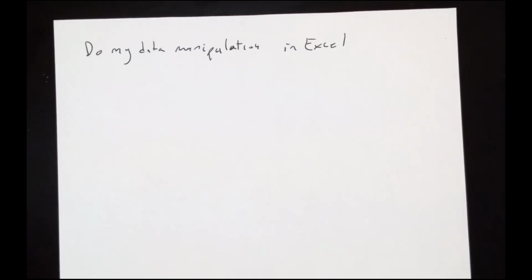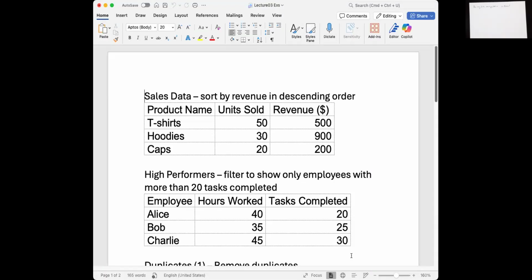So let me start with some data. Here, in the document file labeled Lecture 3 Examples on your Canvas page, I want you to pull this up. It's a Word doc. You can download it, hang on to it. You can open it directly in there. We're going to copy and paste from it.